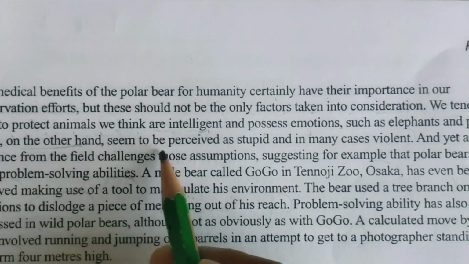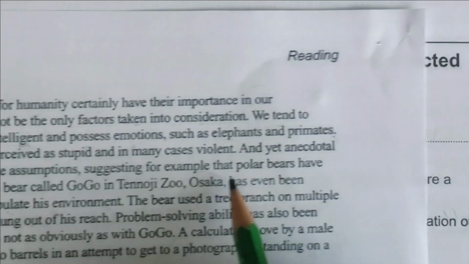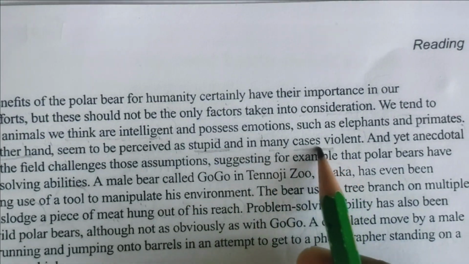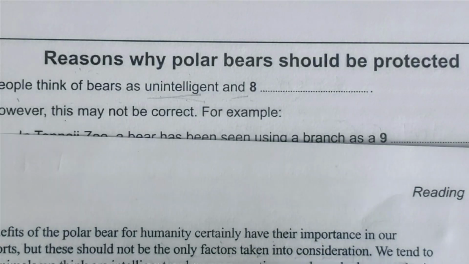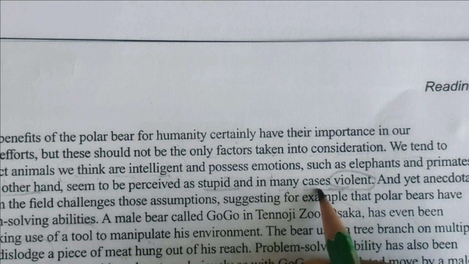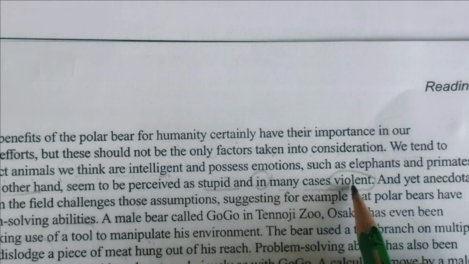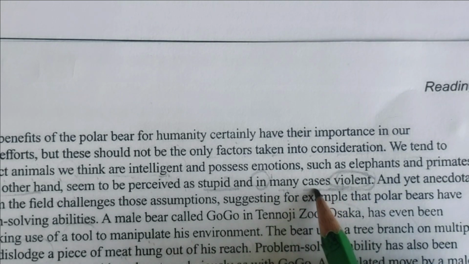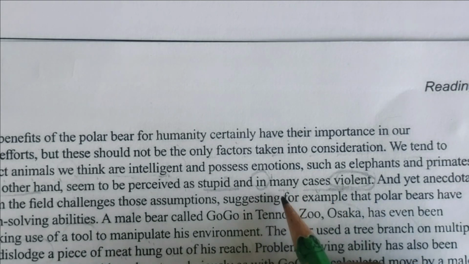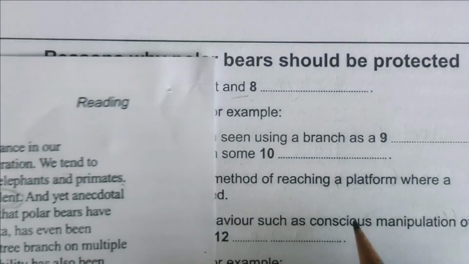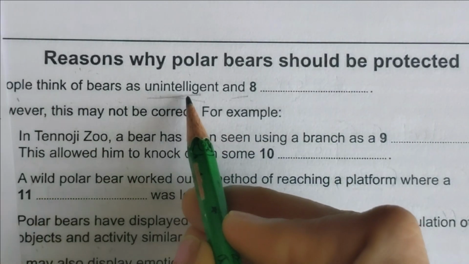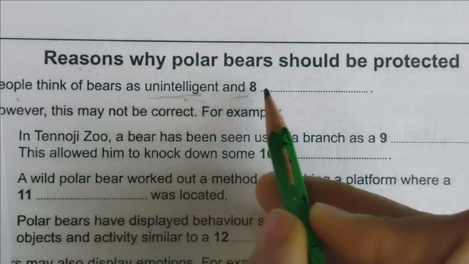Bears on the other hand can seem to be perceived as stupid. Okay, unintelligent means stupid, they have given the word stupid, and in many cases violent. Violence we will be writing it, because in many cases, so these are many, like this is the word. Okay, for that they have used many cases. Okay, many cases violent. If you don't know the grammar exactly, then you can just try to fit in a word, to see if it fits or not. So here I am going to write violent, so it makes sense as unintelligent and violent.